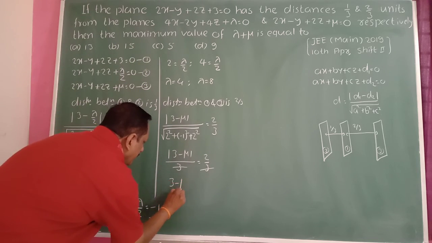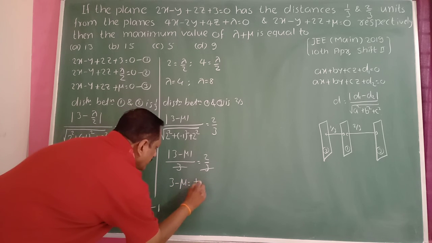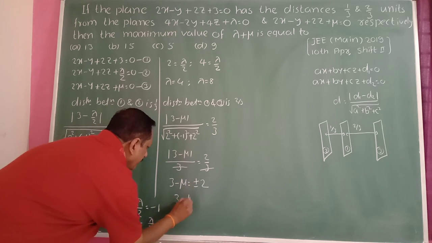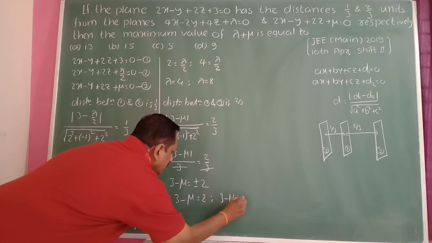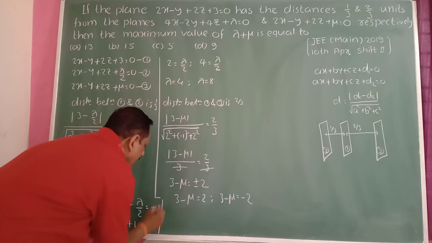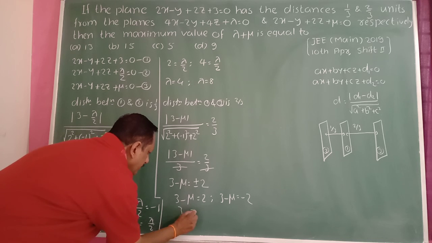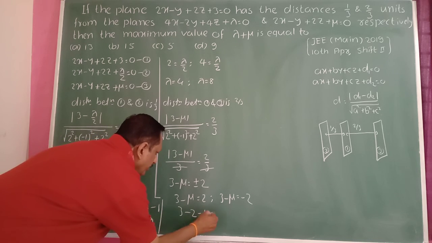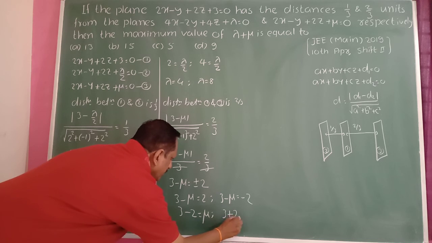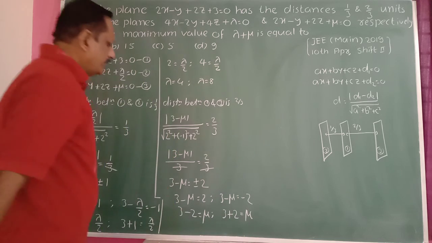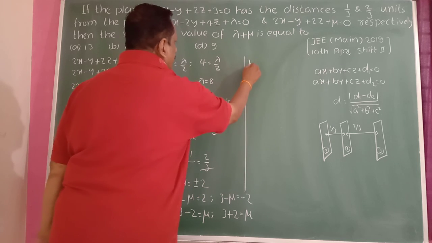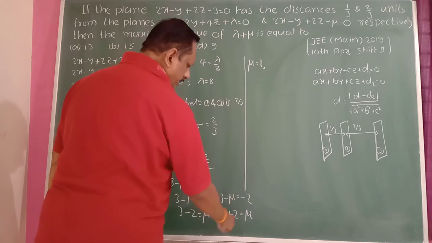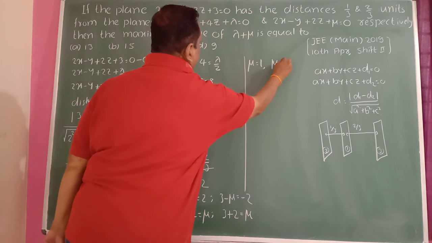Hence 3 minus mu is equal to plus or minus 2. 3 minus mu is equal to 2. 3 minus mu is equal to minus 2. Therefore 3 minus 2 is equal to mu. 3 plus 2 is equal to mu. Then 3 minus 2 gives 1. Hence mu is equal to 1 and mu is equal to 5.